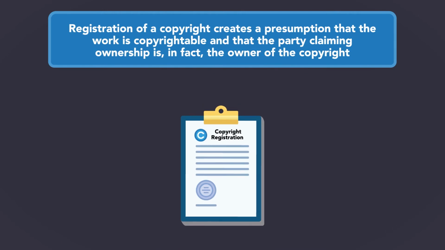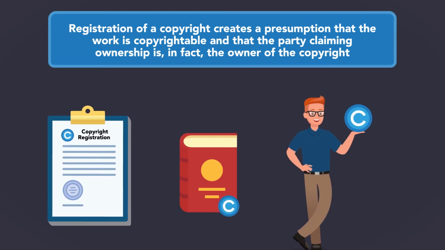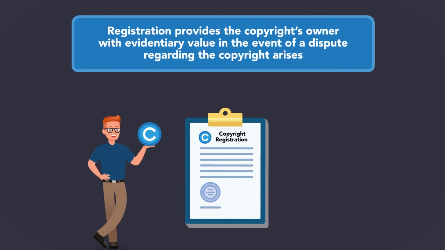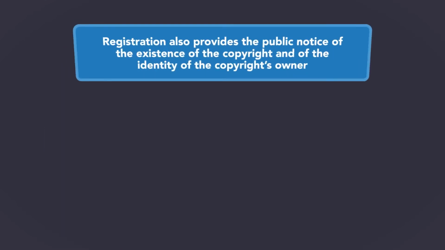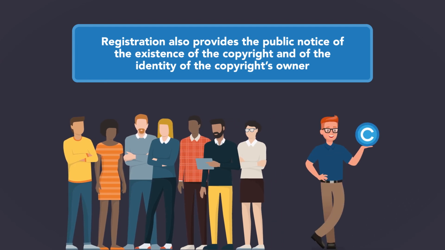Registration of a copyright creates a presumption that the work is copyrightable and that the party claiming ownership is in fact the owner of the copyright. So, registration provides the copyright's owner with evidentiary value in the event a dispute regarding the copyright arises. Registration also provides the public notice of the existence of the copyright and of the identity of the owner of the copyright.